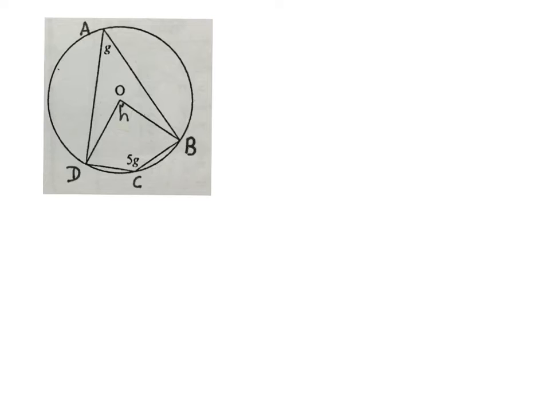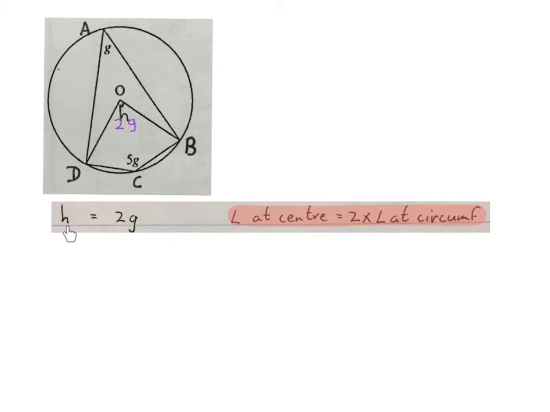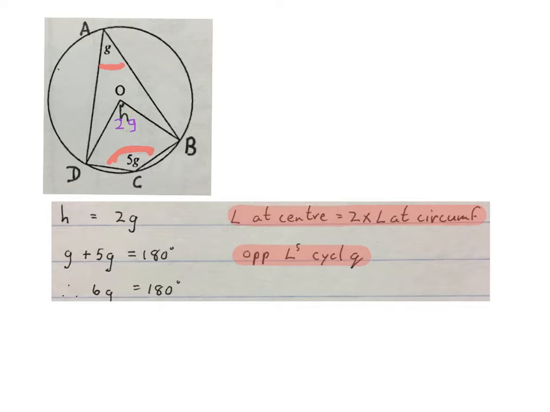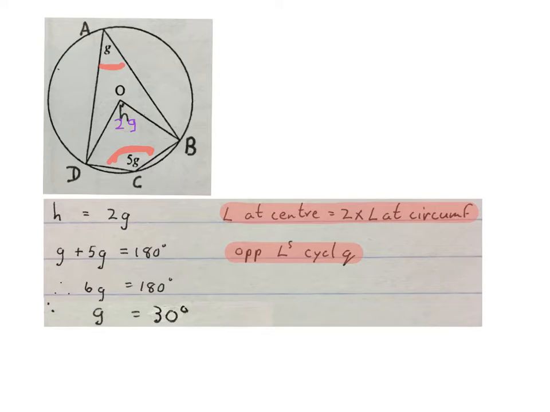Here is our next rider. There is more than one way to solve it, but let's see which one I took. I said H is equal to 2 times G. Angle at center is 2 times angle at circumference. So I got the sum full of G's. Then we know that 5G plus G equals 180 degrees, opposite angles of a cyclic quad. Then we solve for G, 6G equals 180 degrees. Then we simplify it for G, so G equals to 30 degrees.